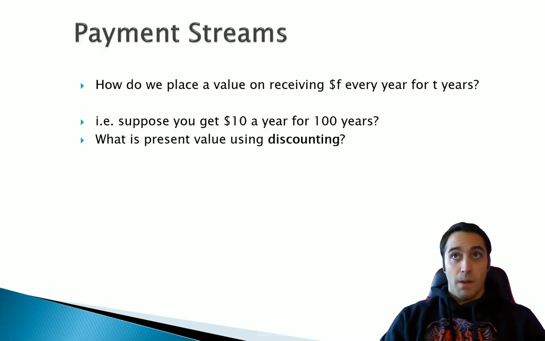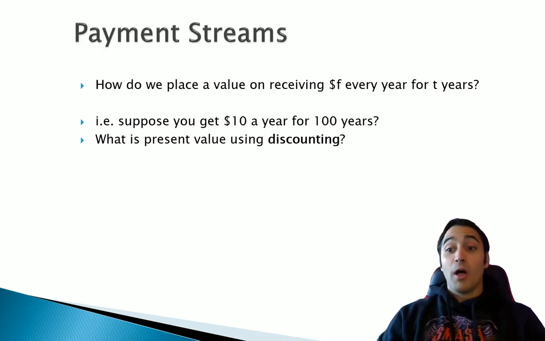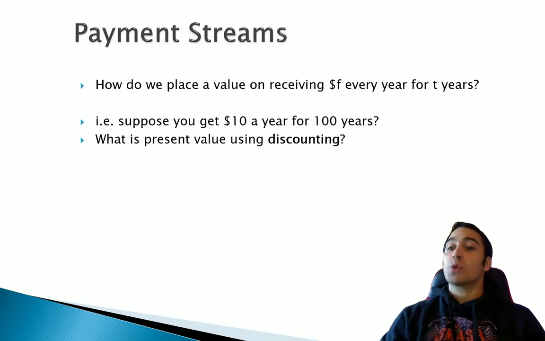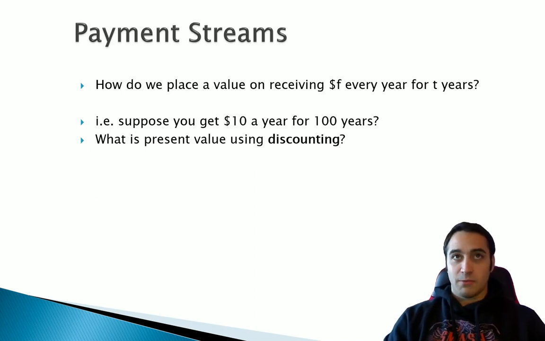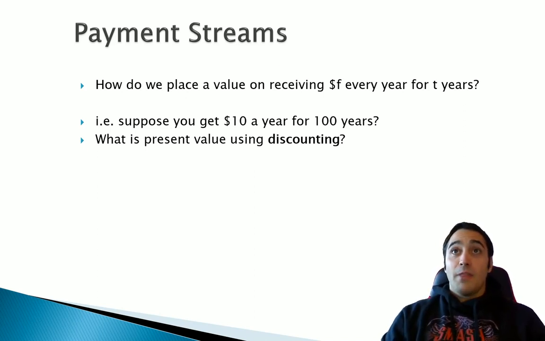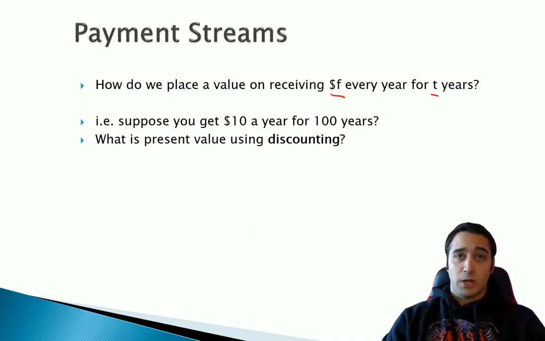Sweet. Moving on. We can also do slightly interesting things, like repeated payments. For instance, see if you can write a formula or a summation for me that describes the value today of receiving some F dollars every year for some T years. I.e., let's make it real concrete. Let's say you get $10 every year for 100 years, and we're going to discount this with some discount rate D. What's that worth to you?